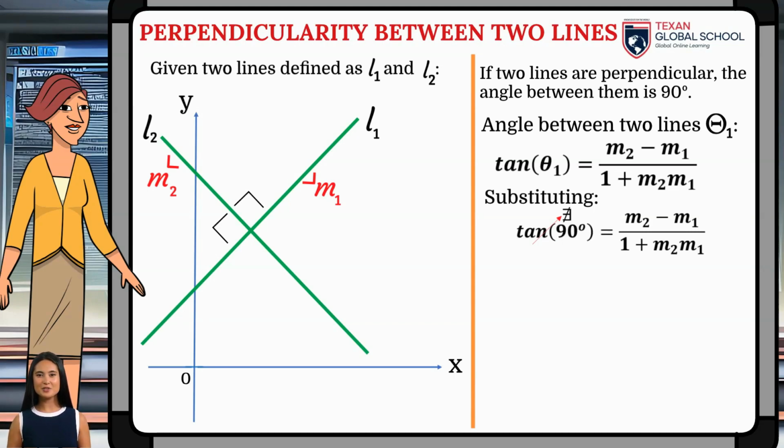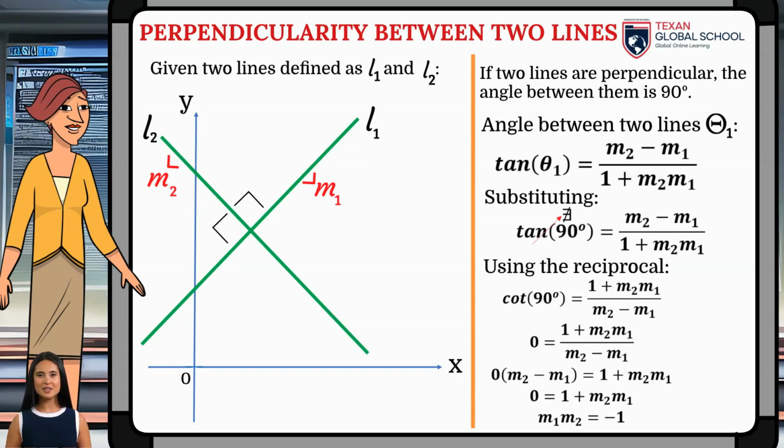Graphically, it is an asymptote. Hence, we will have to use the reciprocal of the tangent. Therefore, the cotangent of 90 degrees equals the reciprocal of 1 plus the product of the slopes over the difference of the slopes. Using exact values, the cotangent of 90 degrees is 0.